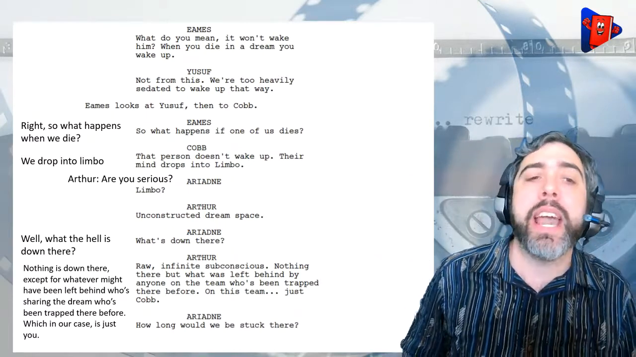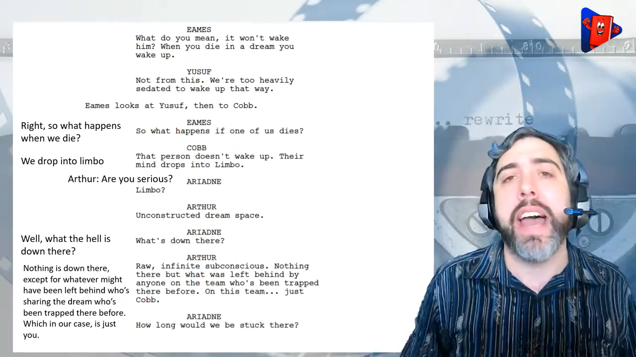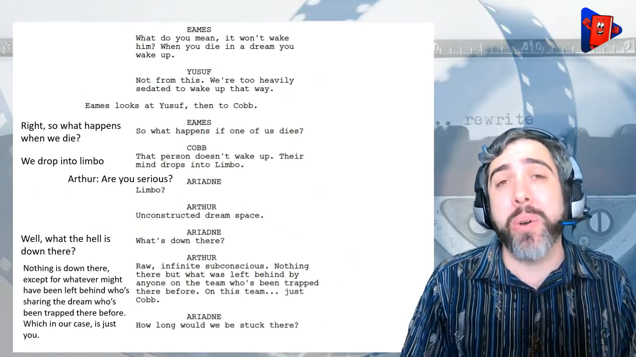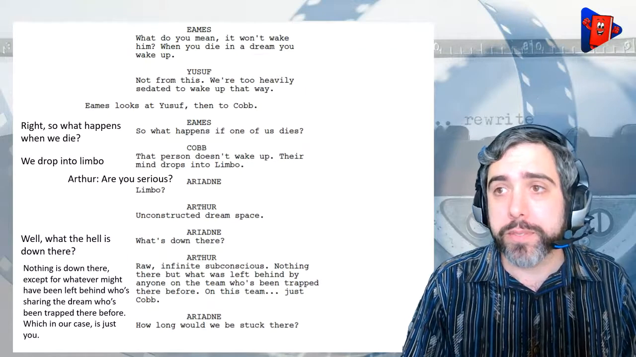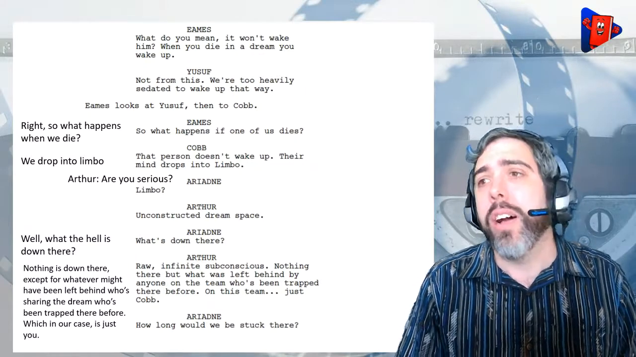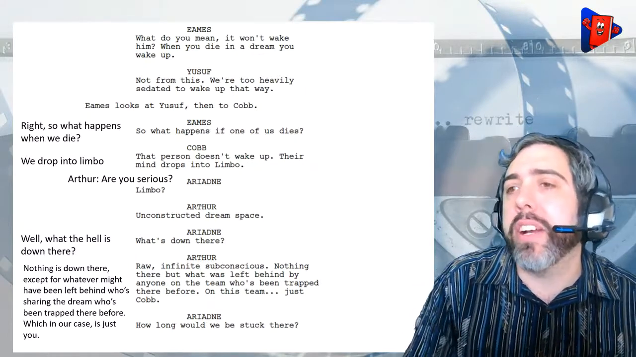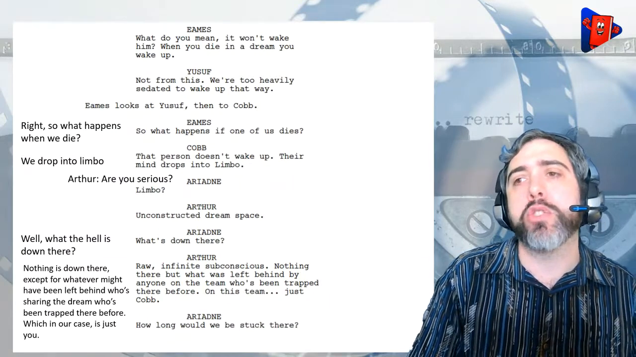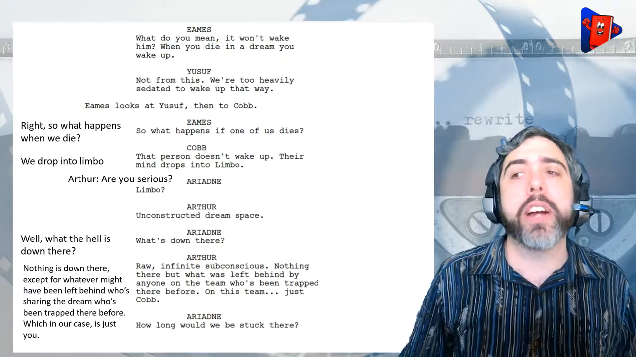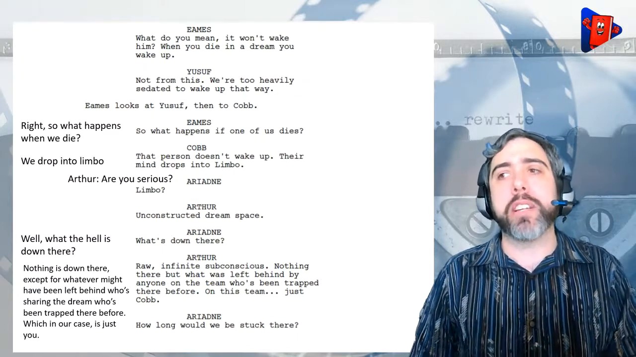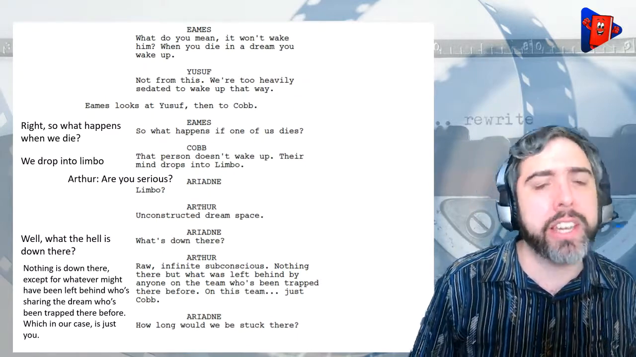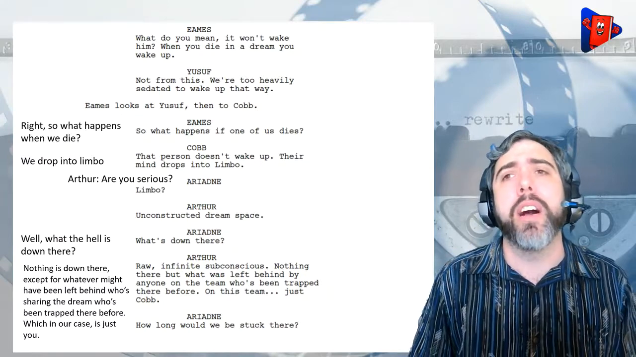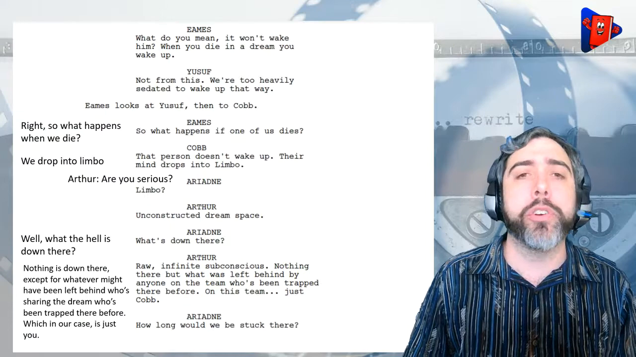And then we have this reveal that if one of them dies in this state, they're literally going to go into limbo, which is, as they say, nothing is down there except for whatever might have been left behind, whoever's sharing the dream who's been trapped there before, which in our case is just you, and that's speaking to Cobb. And of course, this is Arthur saying it. He's that opposition character, that skeptic, and he's going to be very much like, we're doomed.